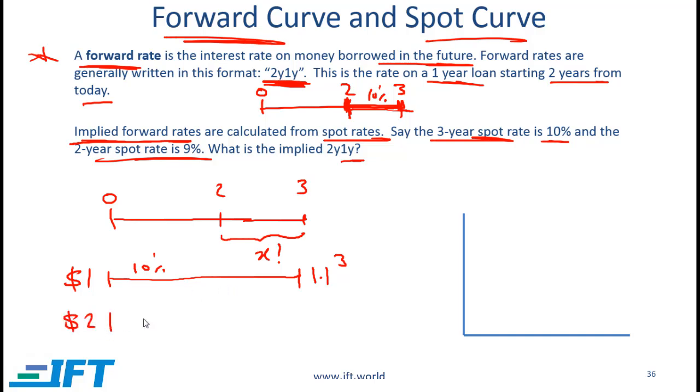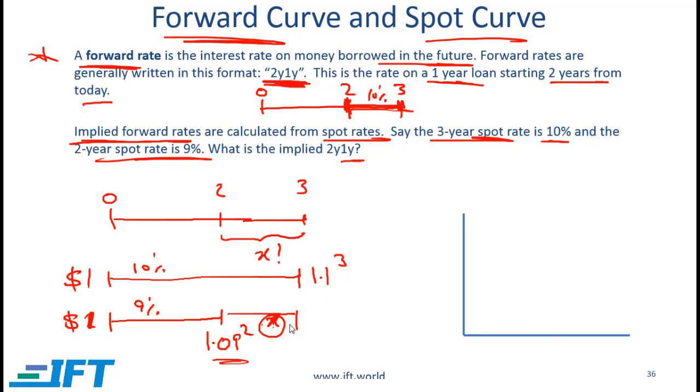You are also given the 2-year spot rate, which is 9%. So how much will you have after 2 years, assuming that you invest $1? You will have 1.09 squared. The implied forward rate is that rate such that if you invest at that rate, you will have 1.1 cubed at the end, because that is the rate implied by the given spot rates.